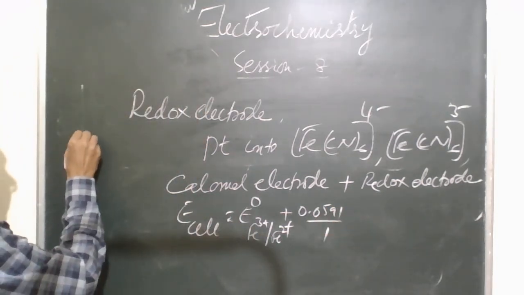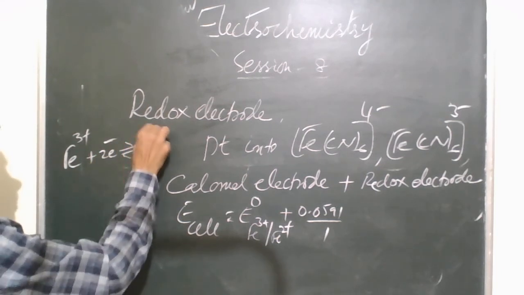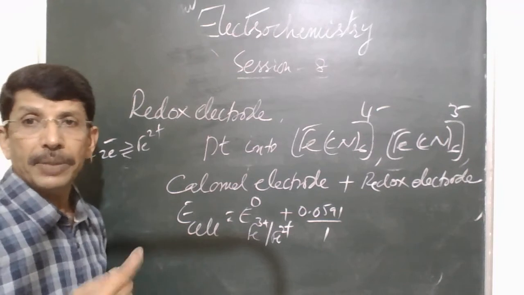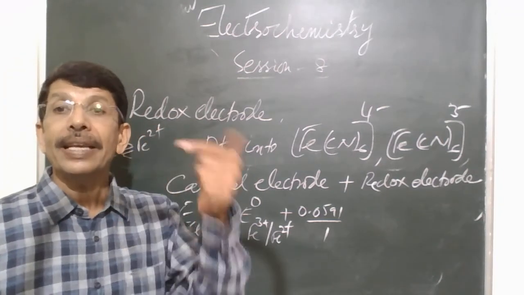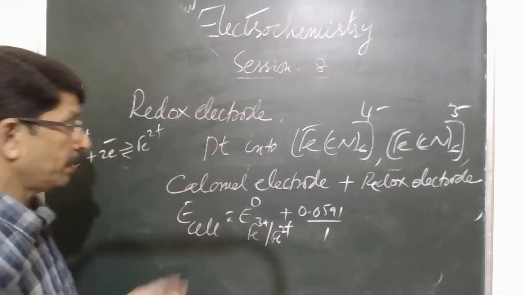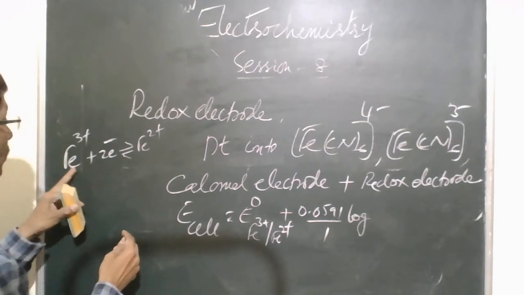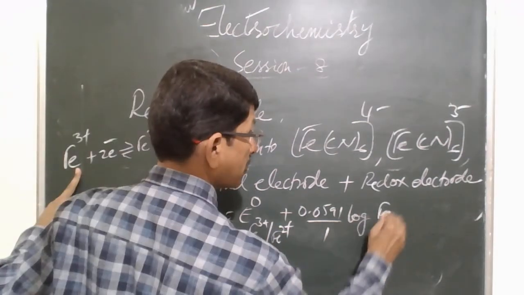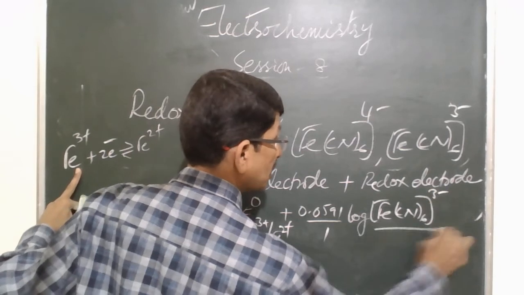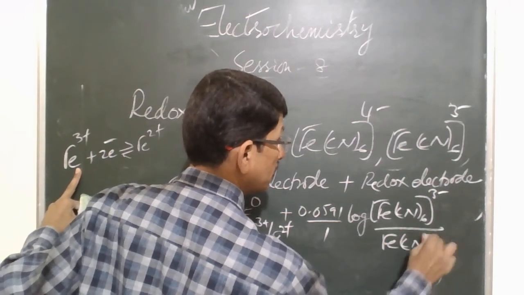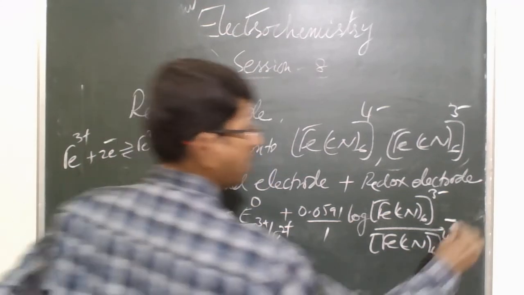Fe3+ plus 2 electrons giving rise to Fe2+. This is the reaction that is taking place because iron is in two different states. In ferrocyanide iron is in +2 state, in ferricyanide iron is in +3 state. Therefore we can write this as log of ferricyanide divided by ferrocyanide ion, minus E calomel.